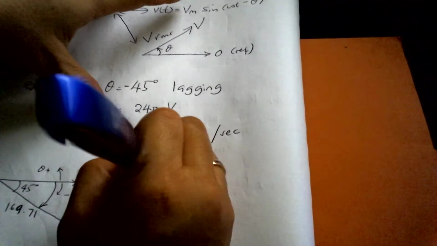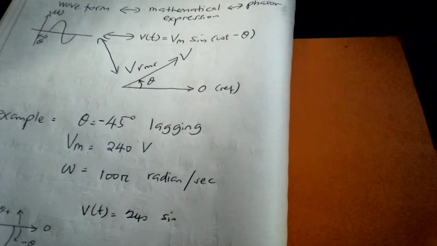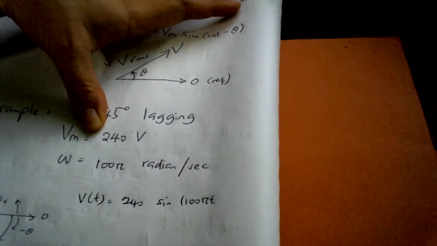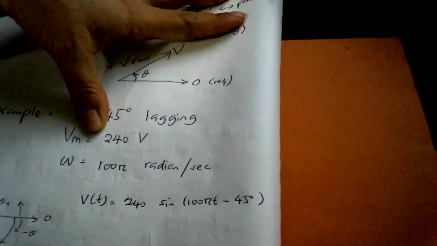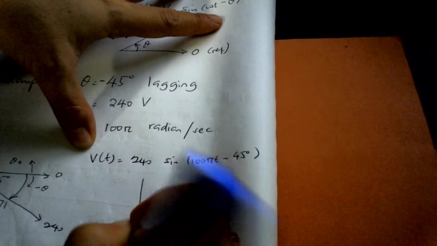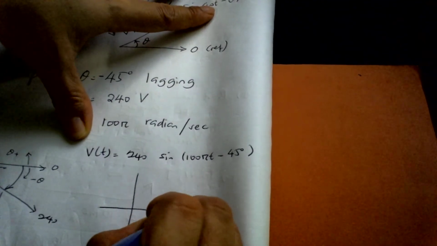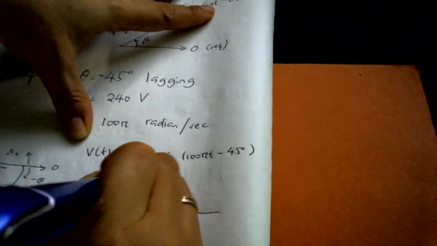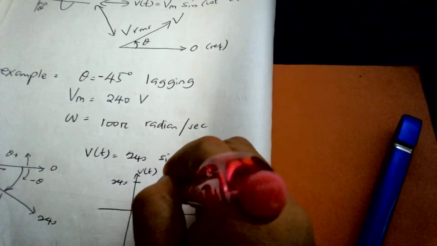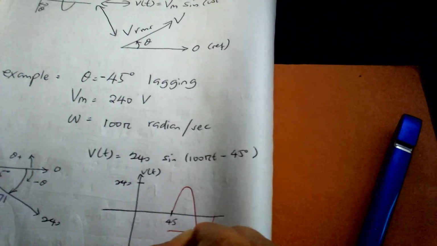So v(t) equals 240 sine. Always remember this is always a sine wave. Sine of 100 pi t minus 45 degrees. That's our mathematical expression, and then we can always draw the waveform. We have minus 45 here, and the maximum voltage is 240. So the signal can be like this.